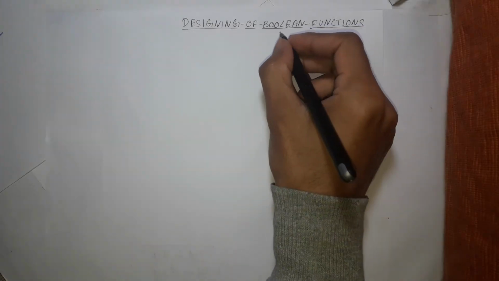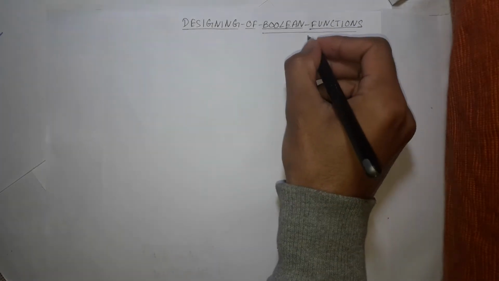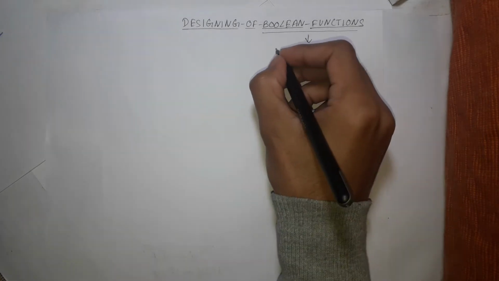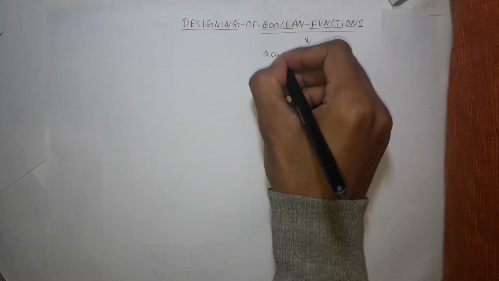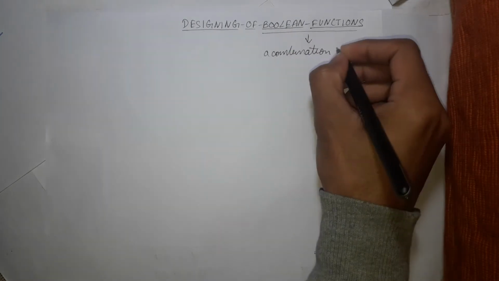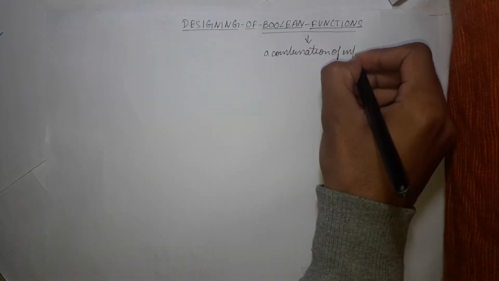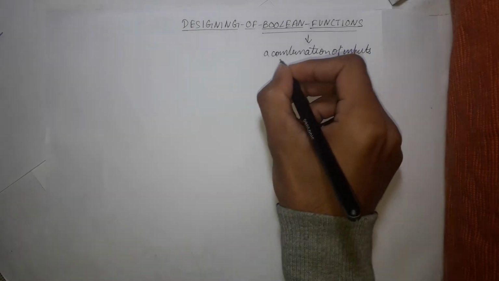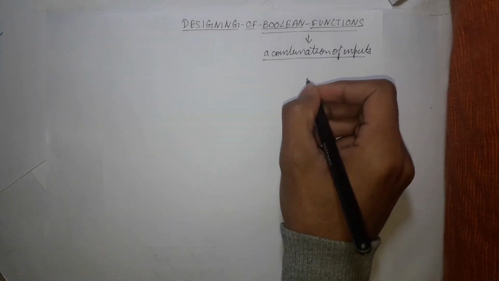So guys, in this video we are going to design the circuits for simple Boolean expressions or Boolean functions. Now first of all, what is a Boolean function? What does this term mean? It simply means a combination of inputs on which the outputs depend.